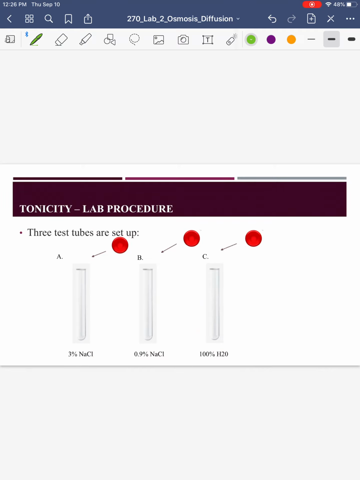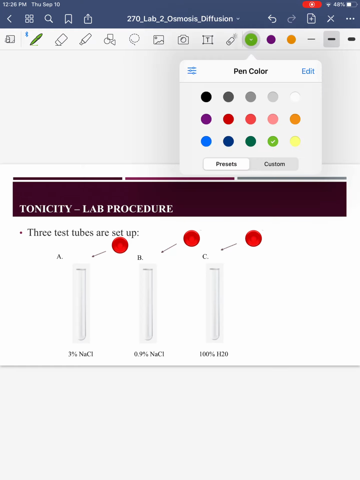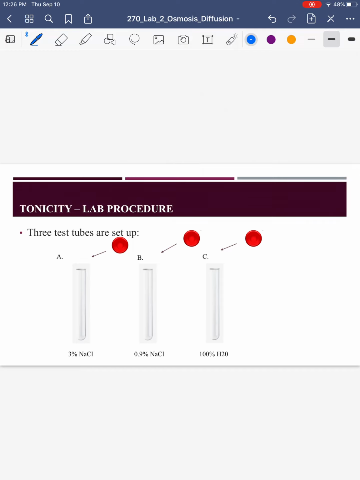Okay, so in this lab procedure, if we were in the lab, this is how we would do it. We would set up these 3 test tubes. And the 3 test tubes, each would be filled with a different solution. So in test tube A, we've got a 3% sodium chloride solution. In test tube B, a 0.9% sodium chloride. In test tube C, 100% water.